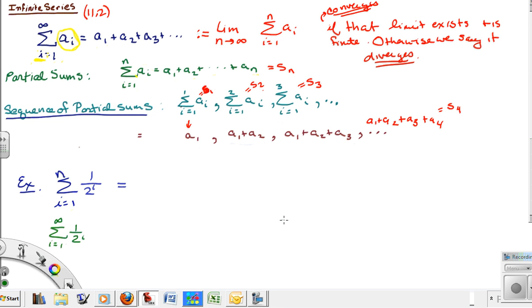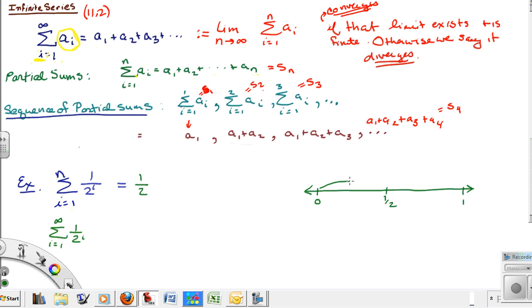Okay, so let's look at the partial sums here. I'm going to look at it graphically first, on the number line. So if I look at the number line, let's start at 0 and go to 1. The first partial sum, when n equals 1, we're going to get just 1 over 2, right? So that's going to be 1/2. The first partial sum, S1, is just 1/2.